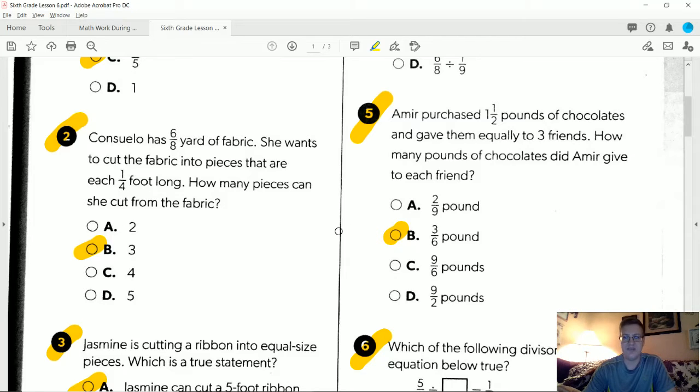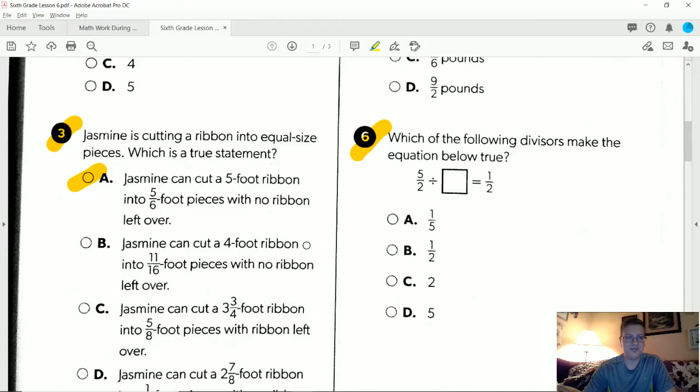It would be 3. Number 5, if I have 1.5 pounds of chocolate and I go ahead and divide them up amongst 3 people, each person would get a 1/2 pound of chocolate. My fraction that is equivalent to a 1/2 pound would be letter B, 3/6 of a pound.